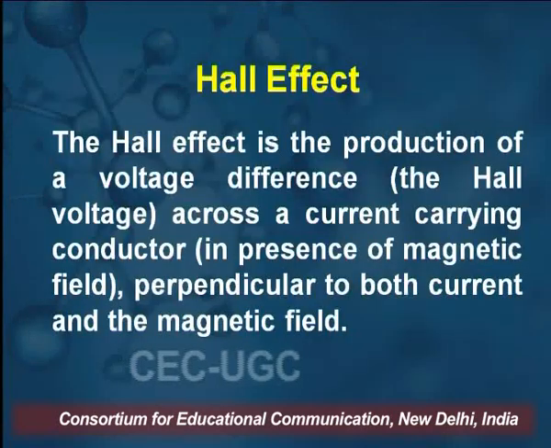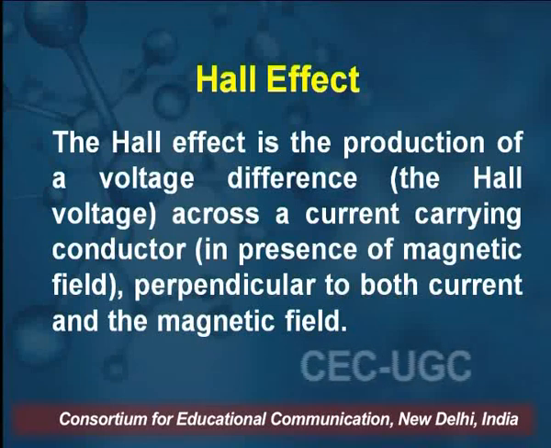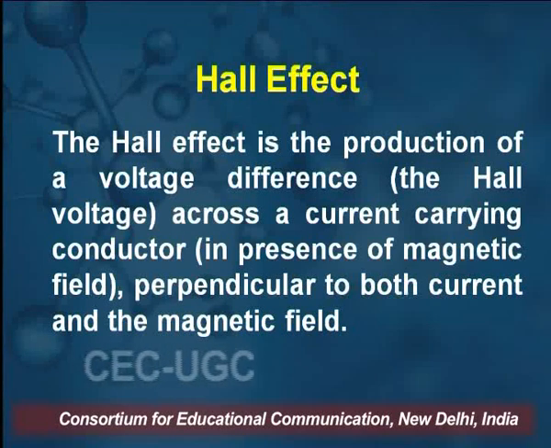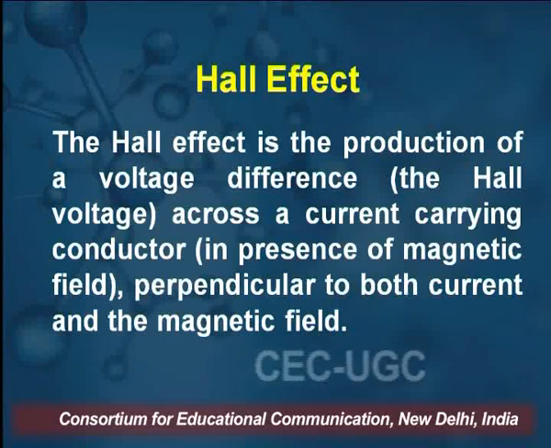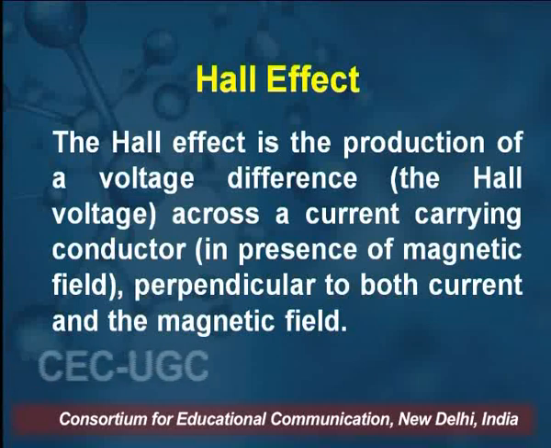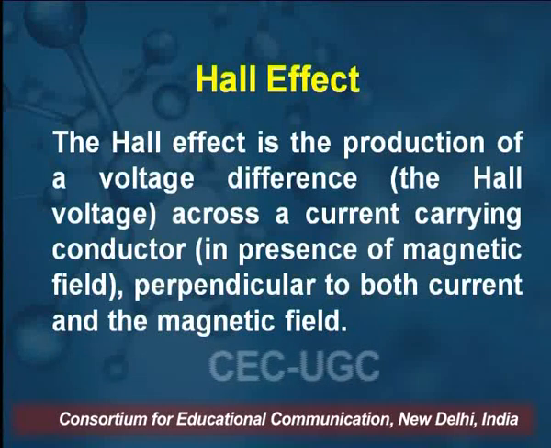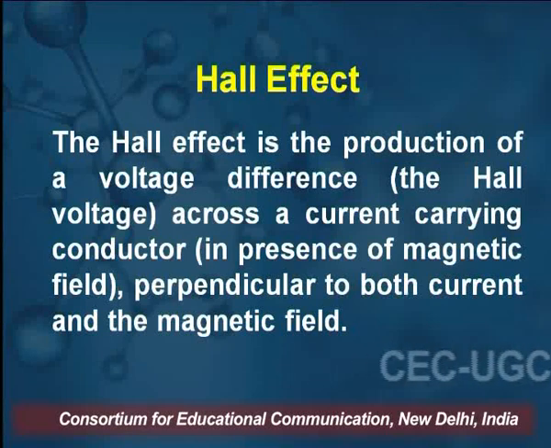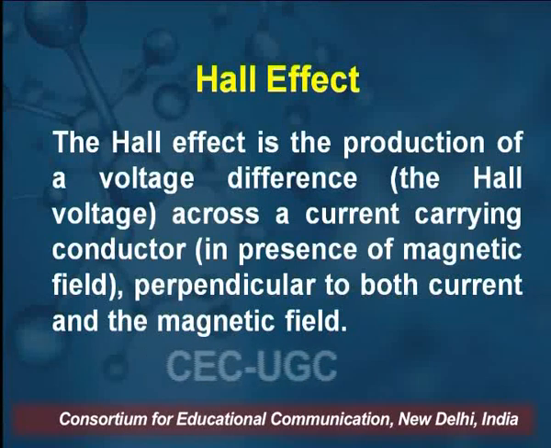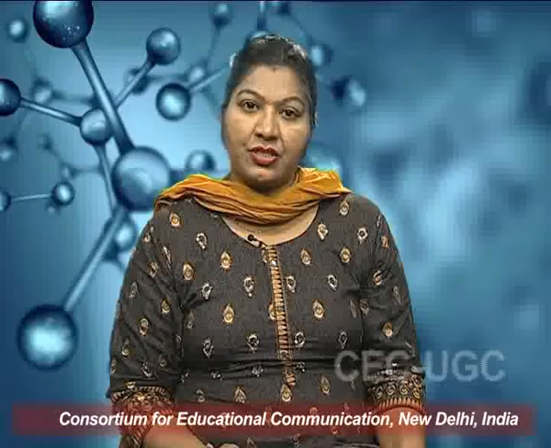First, we should know what the Hall effect is. The Hall effect is basically the production of a voltage difference, also called the Hall voltage, across a current carrying conductor in the presence of a magnetic field. It means we have a current carrying conductor and we place it into a magnetic field, then a voltage is developed, and these three are perpendicular to each other.